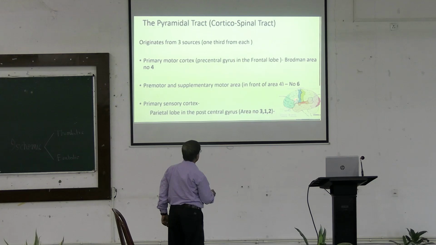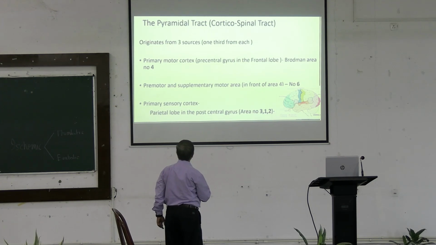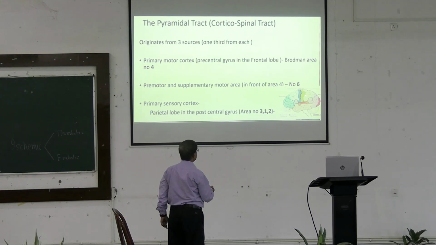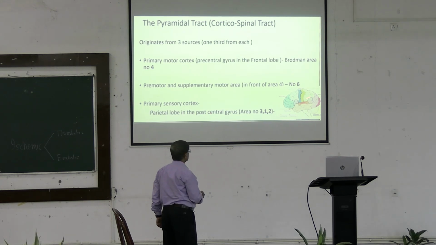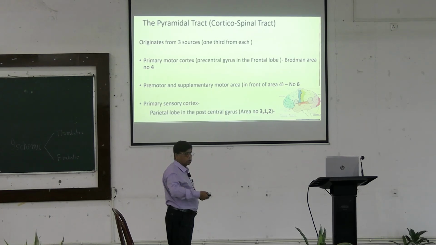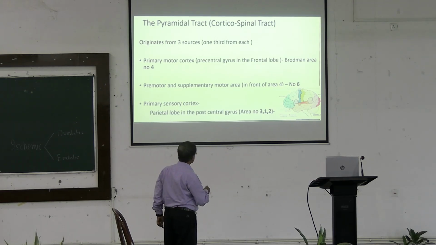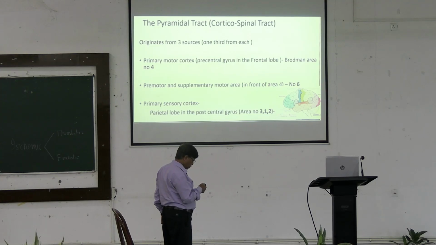This is the frontal part of the brain. Now, the primary sensory cortex is the postcentral gyrus, in the parietal lobe, behind the central sulcus. It is called the sensory cortex, areas 3, 1 and 2. If you look at this picture, you can understand. This is the central sulcus. Before the central sulcus are the premotor area and supplementary motor area, and behind the sulcus is the parietal lobe, the sensory area. So it comes from all three sources.